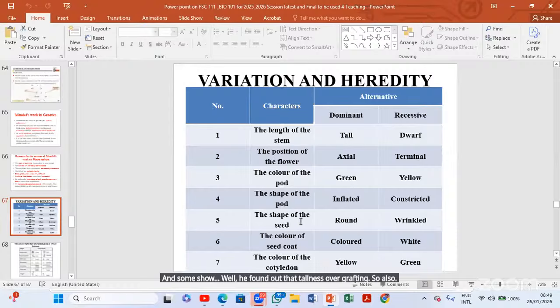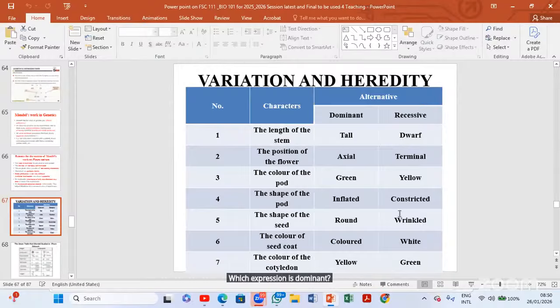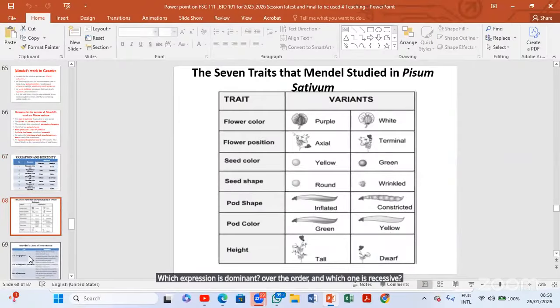So also for the remaining characters: position of flower, color of the pod, shape of the pod, shape of the seed, color of the seed, and the color of the cotyledon. Because he carried out the inheritance one after the other, he was able to know which expression is dominant over the other and which one is recessive. This is another illustration of the 7 traits that Mendel studied.